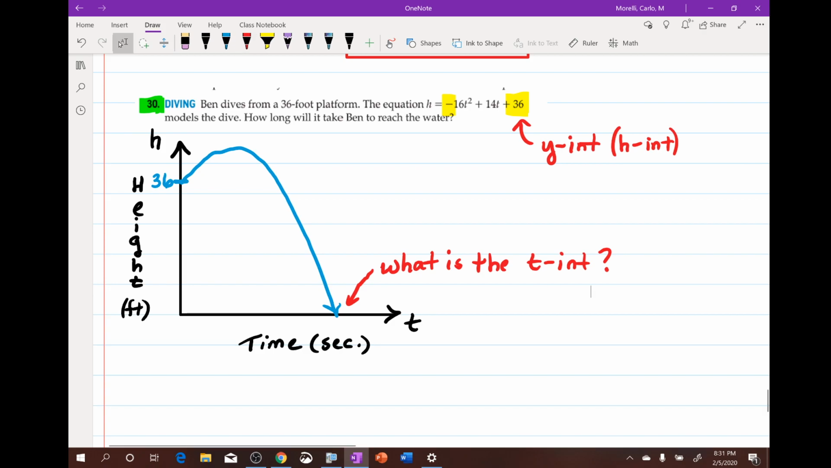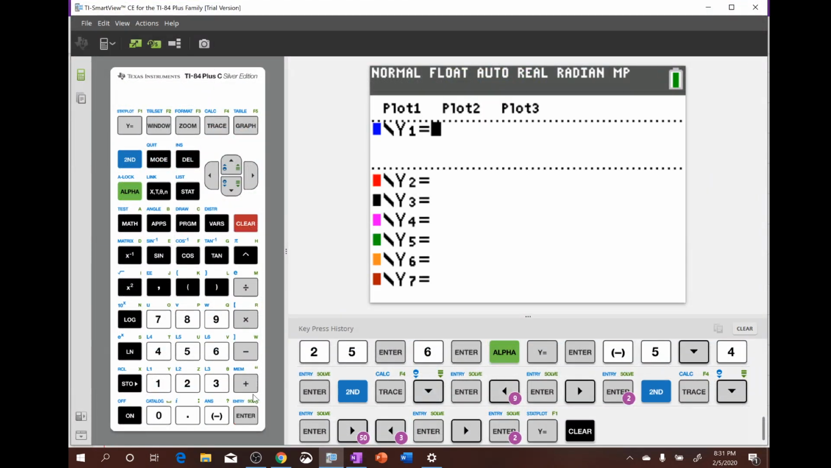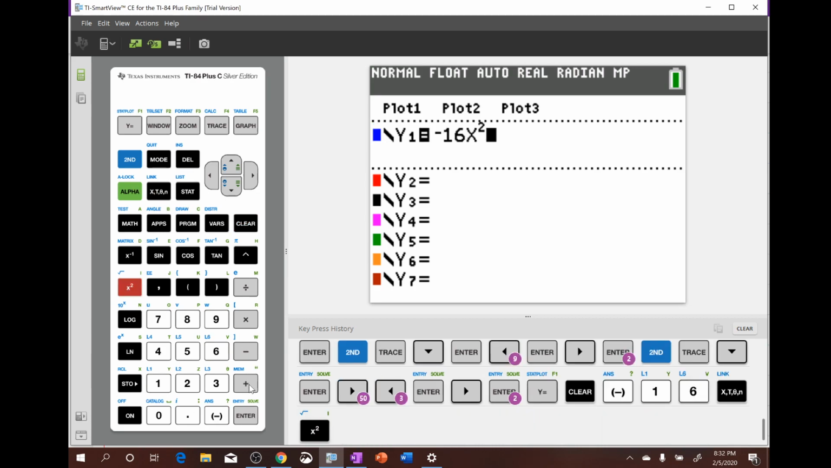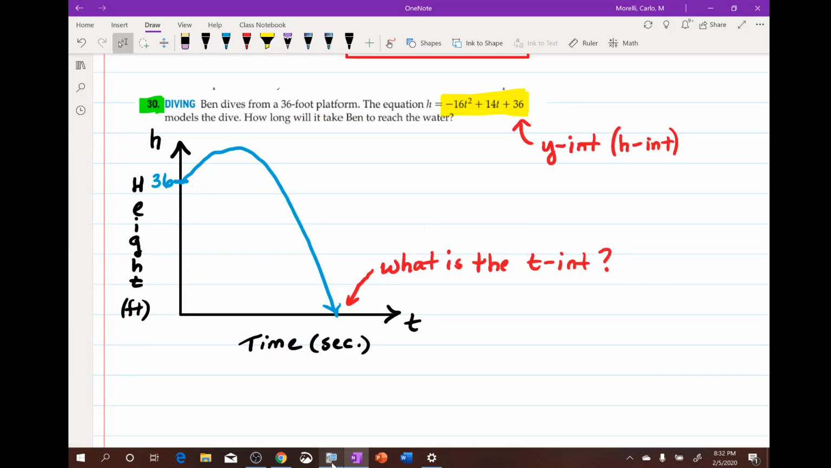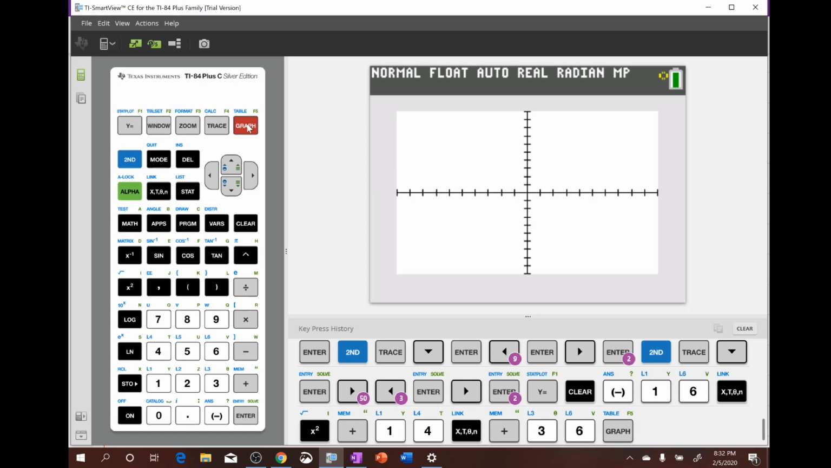We're just going to plug this whole expression into our graphing calculator here. So it's negative 16x squared plus 14x plus 36. Here we go. Negative 16x squared plus 14x. We're just replacing t with x here. And then plus 36. Okay. Now let's graph it.